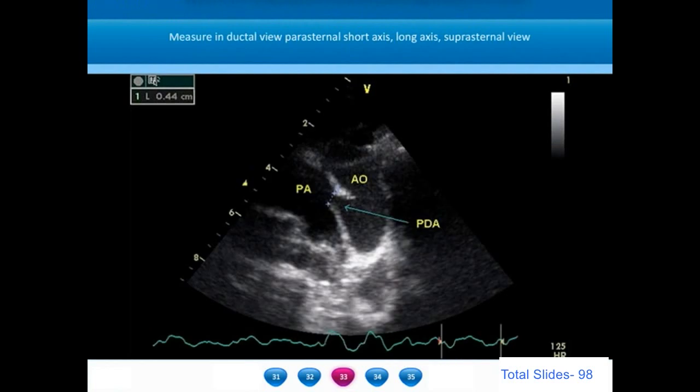So the measurement of ductus arteriosus is done primarily in three views. The parasternal long axis ductal view, where we measure between the upper end of the pulmonary end to the lower end of the pulmonary end. The parasternal short axis view, where we measure from the right end of the pulmonary end to the left end of the pulmonary end, and the suprasternal view, which we mentioned the last.